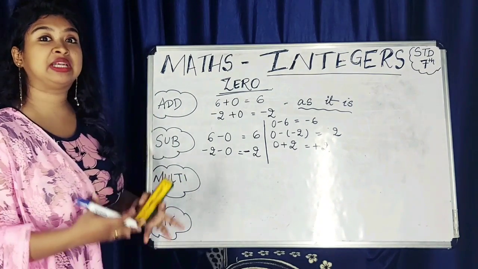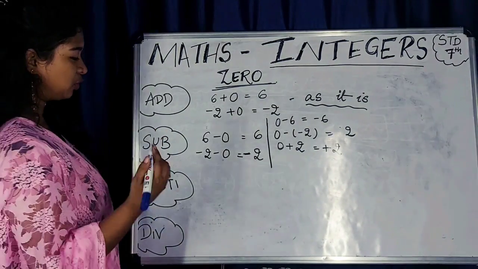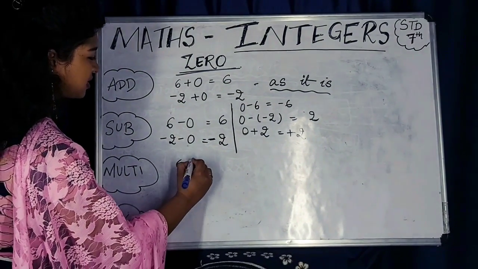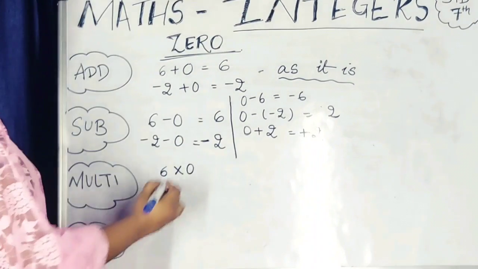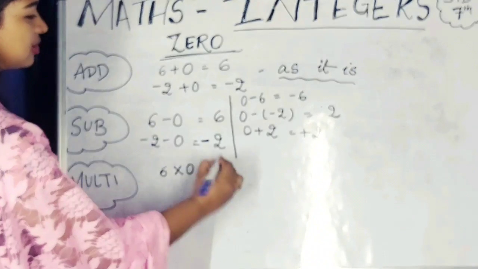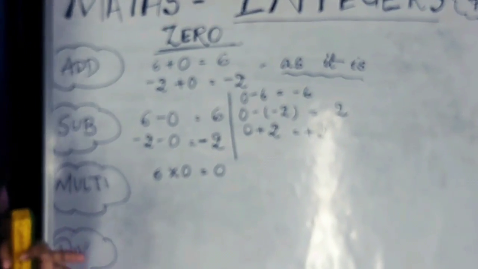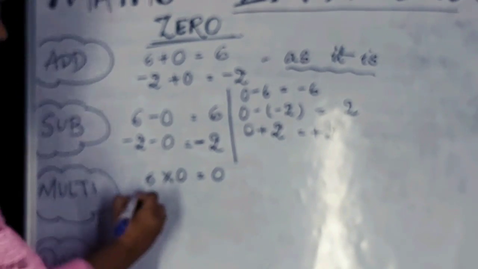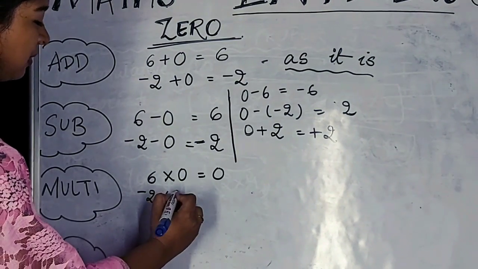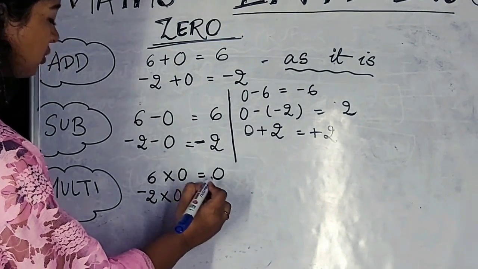Thirdly, we are going to come to the multiplication. How does multiplication happen with 0? Let's see. I'll take the same numbers to make you understand. If 6 is multiplied with 0, it is 0 only. If 6 is multiplied with 0, it's 0. And if minus 2 is multiplied with 0, then also 0.